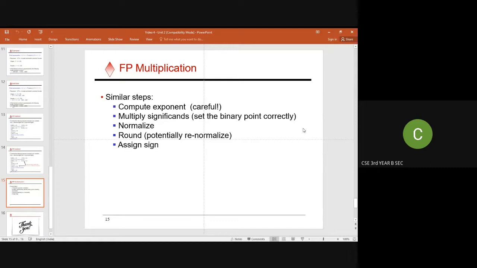For multiplication, similar steps are followed. We compute the exponent value, multiply the significands, normalize, round, and finally assign the bits. So this is just like the regular multiplication method.